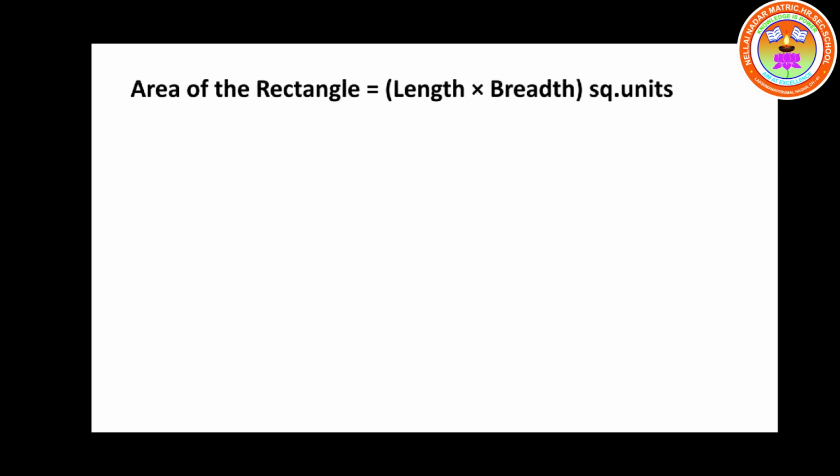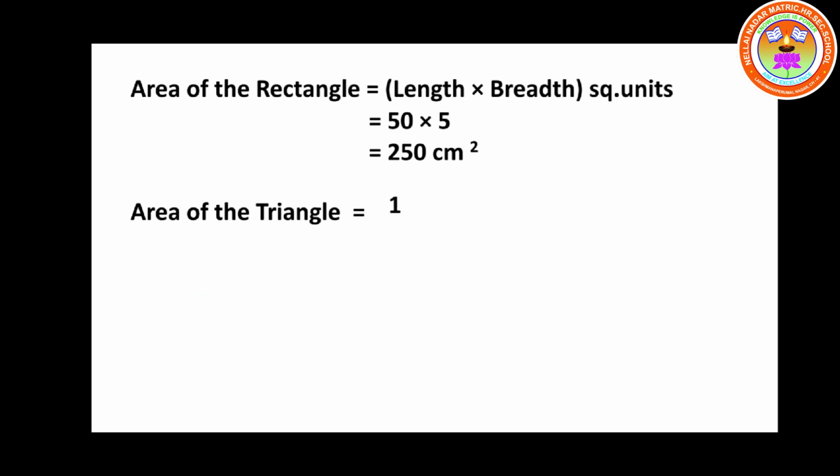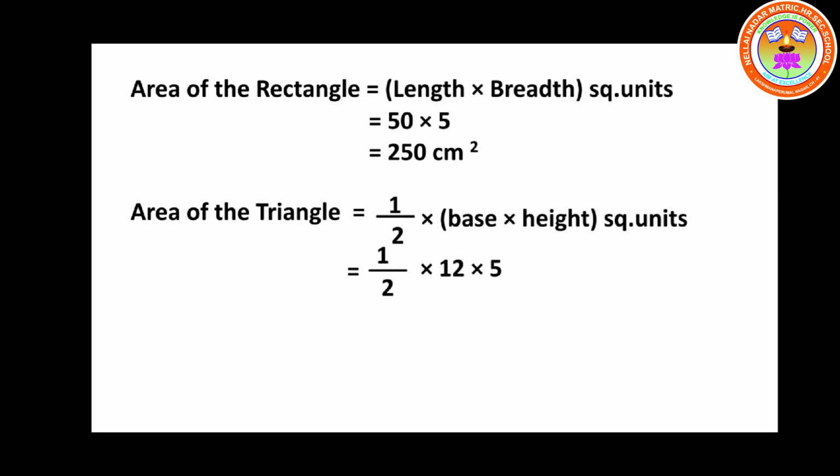Next let us find the rectangle. Area of the rectangle is equal to length into breadth square units, which is equal to 50 into 5, which is equal to 250 centimeter square. Next, area of the triangle is equal to 1 by 2 into base into height square units, which is equal to 1 by 2 into 12 into 5. The base is 12 and the height is 5. Now let us cancel in the 2 table, 2 and 12. 1 2s are 2 and 6 2s are 12. Now multiply 6 into 5, 30 centimeter square.